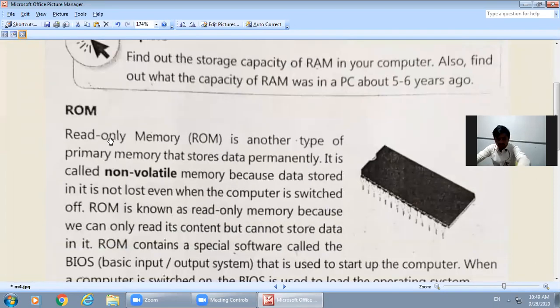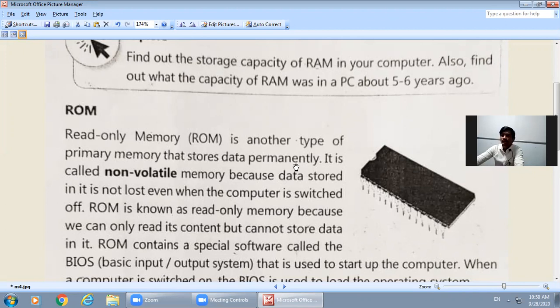See, read only memory, that is ROM, is another type of memory that stores data permanently. See, RAM is temporary and ROM is permanent. Means once you saved any file, it will be stored in ROM. So it will not be deleted or erased, unless the user takes some action, like a delete action or any other.